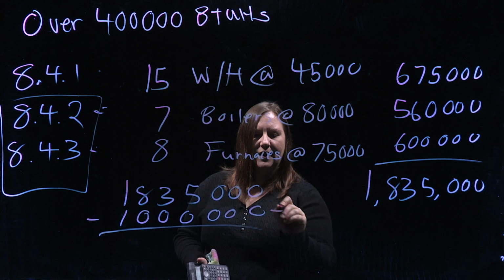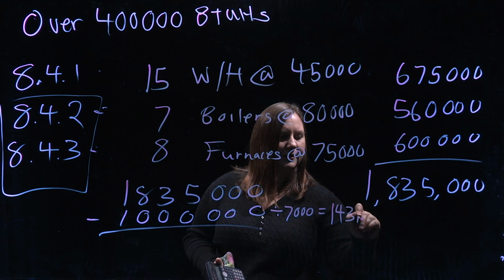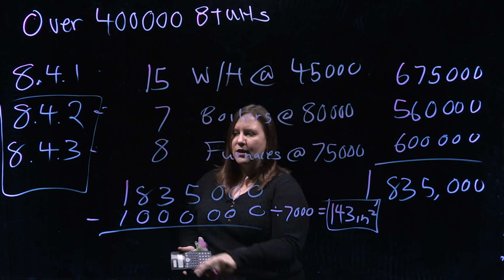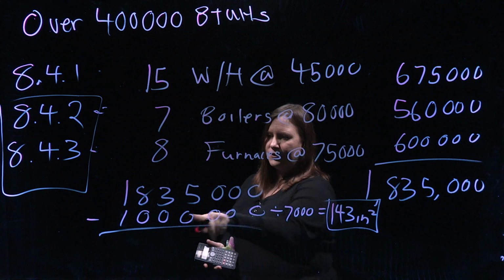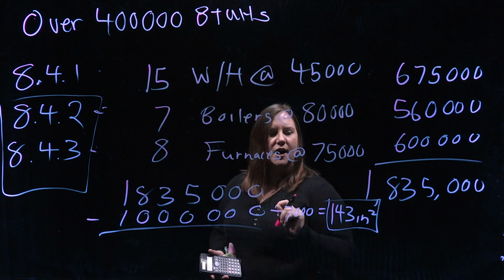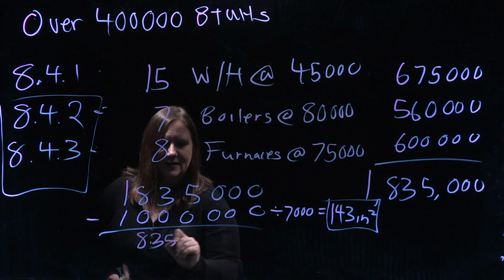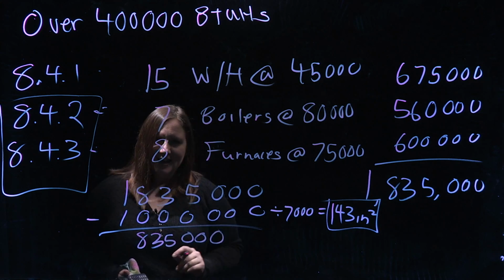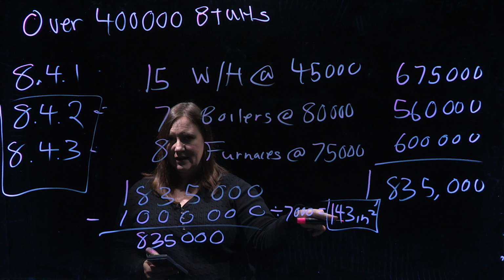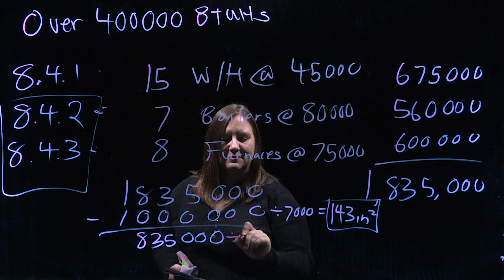And if I take that and I divide this by 7,000, then I'm going to get 143 square inches. So at first, I'm going to just put that number aside. I don't need that right now. So 1 million BTUs divided by 7,000 BTUs is going to give us 143 square inches. But what about this 835,000 I still have left over? Keep reading 8.4.2. It says for the first million we need 1 square inch per 7,000 BTUs, but everything after that we need 1 square inch per 14,000 BTUs.